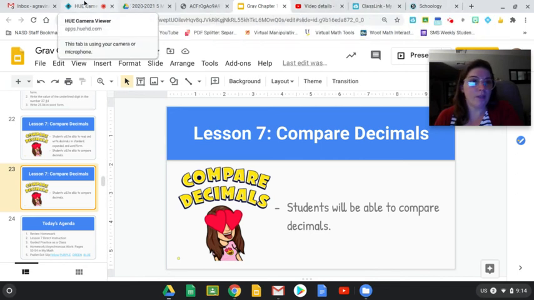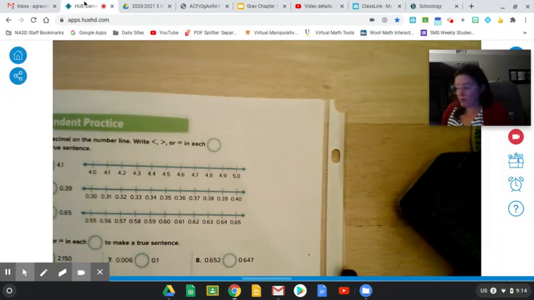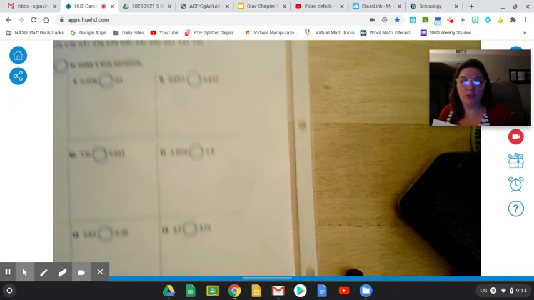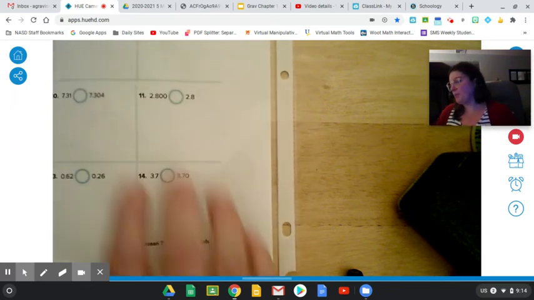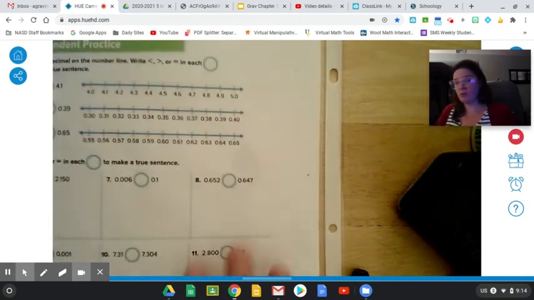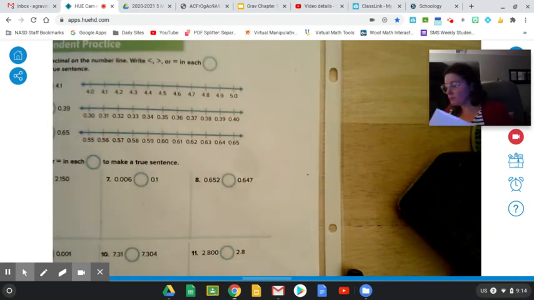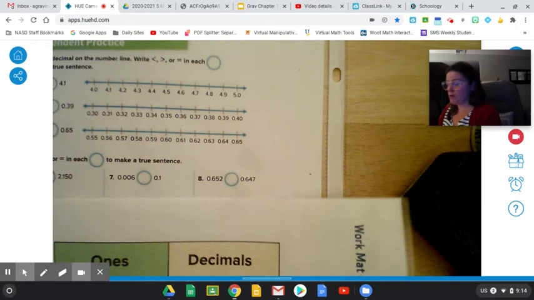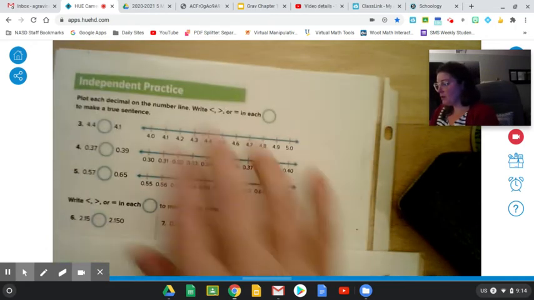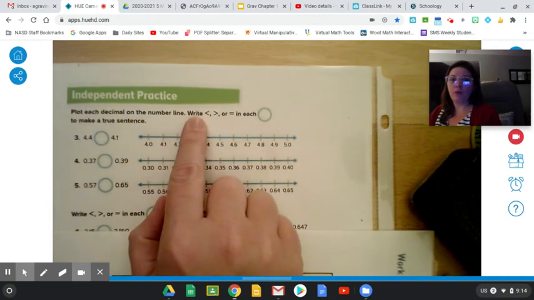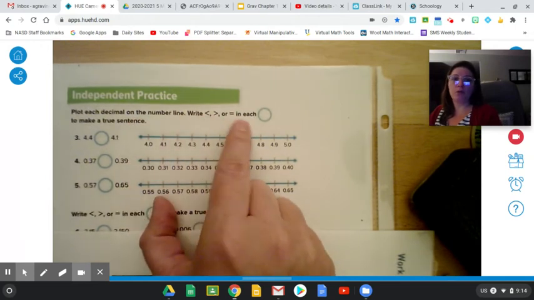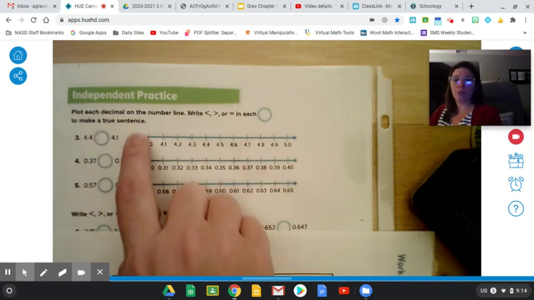All right. In your My Math book, we're on page 51, Comparing Decimals, page 51. I want to show you a few examples of how to do this skill and have your decimal place value chart ready. Plot each decimal on the number line. Write less than, greater than, or equal to in each circle to make a true sentence.